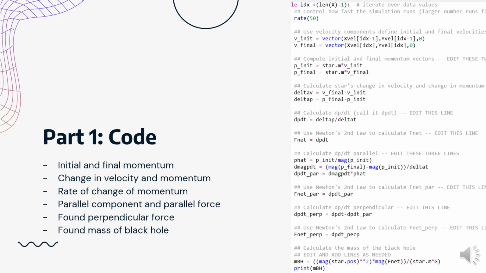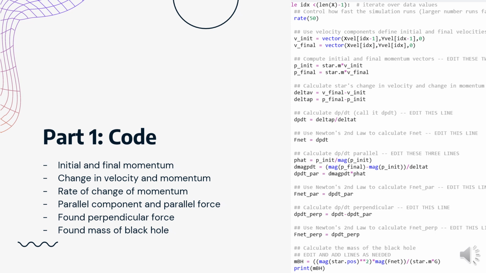So this is my code for Part 1. The first thing you can see here is the initial and final momentum, which we found by multiplying the mass of the star and the final and initial velocity. Then we found the change of velocity and momentum, and the same with p final, p initial. We also found dp/dt, that we're then going to plug into F net, because that is the equation, delta p divided by delta t.